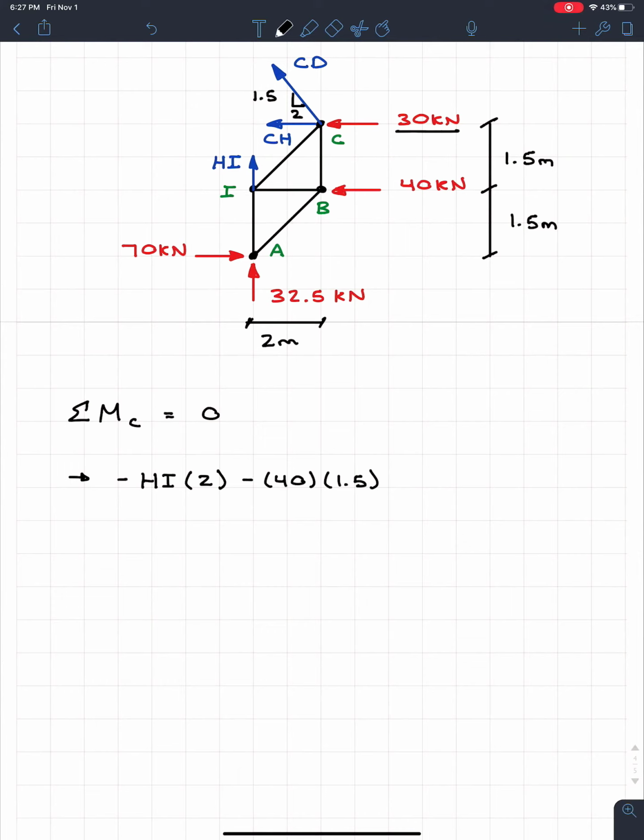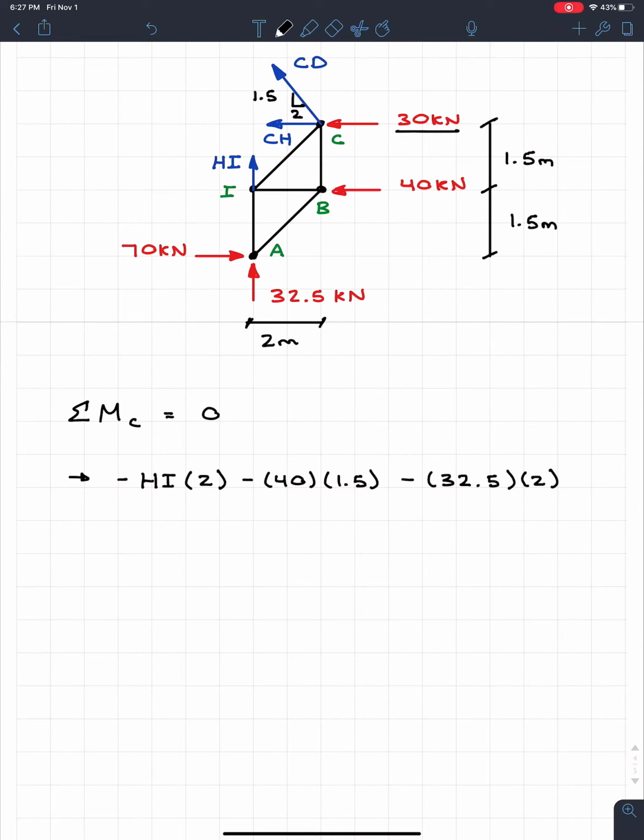And then we have to look at the conditions at A. Both of those support conditions will create a moment at C. So let's start with the vertical one. We got 32.5, and we know that this one acts at a distance of 2 meters. This one will also create a negative moment. So a lot of negative moments happening right now.